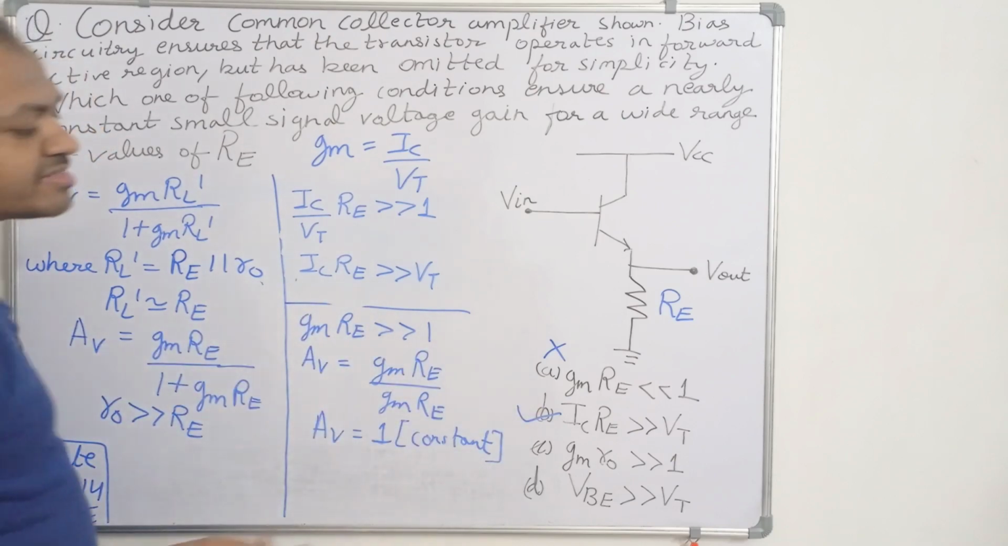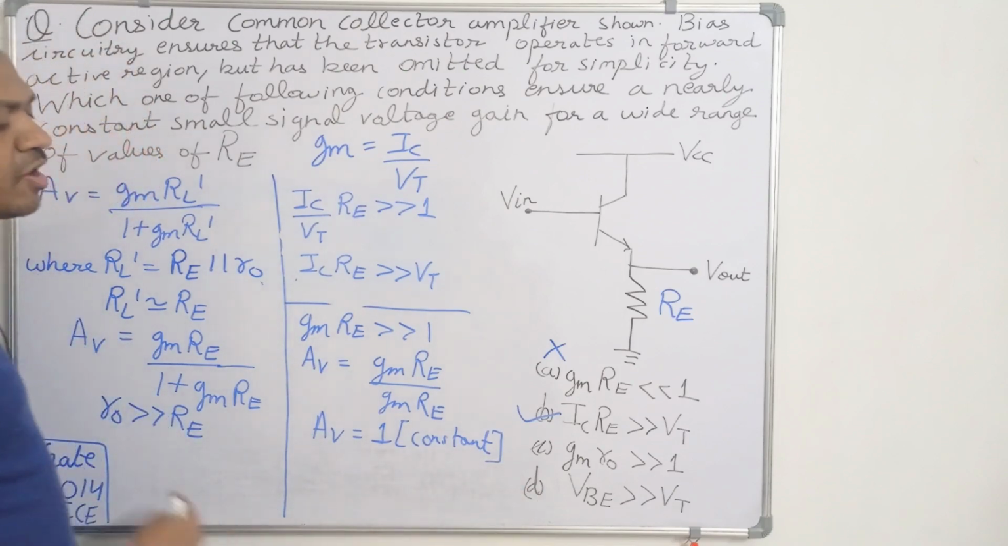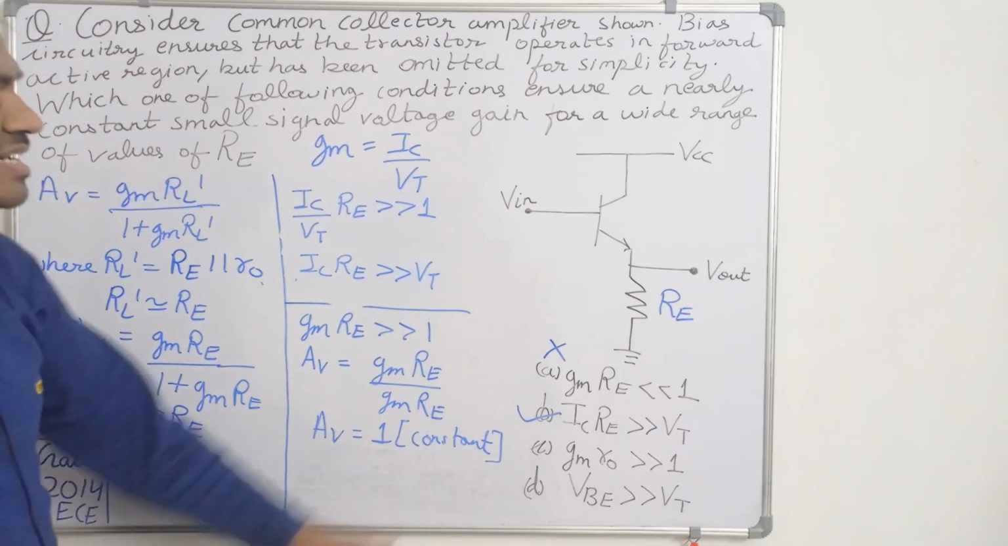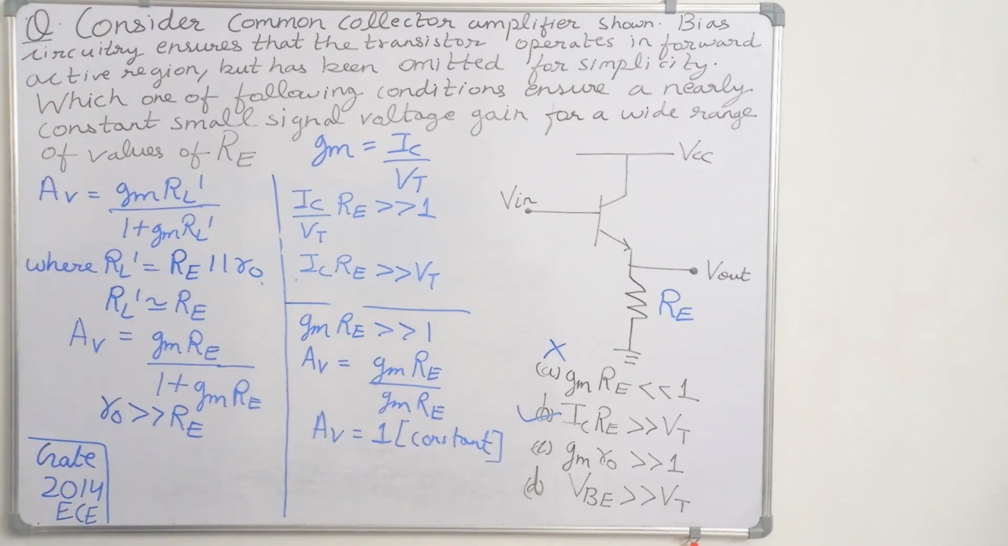Option A does not satisfy the criteria at all. Option D is true for generally all the transistors in forward active region, and option C is not possible. So only option B is the correct option.